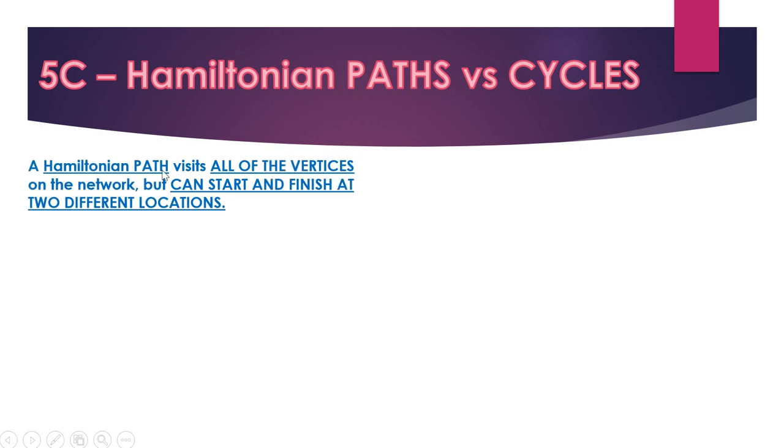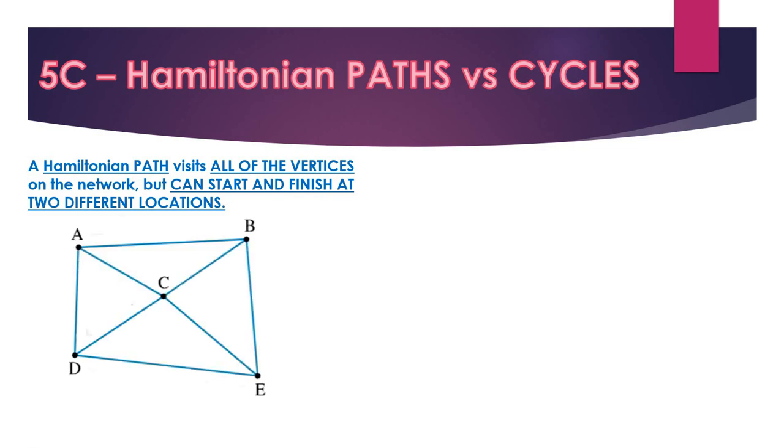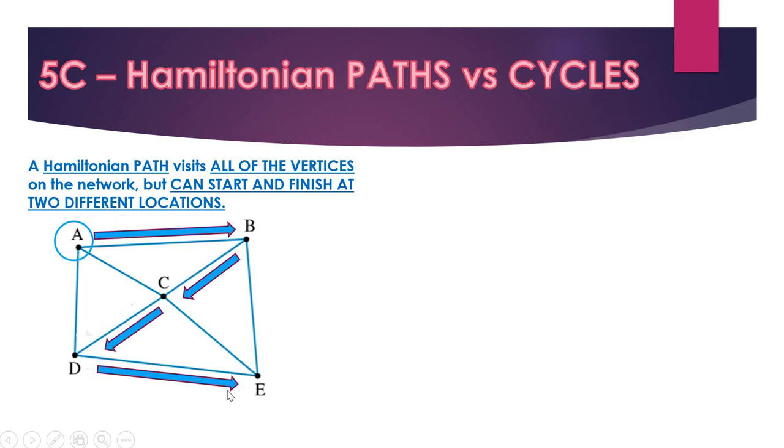Now, Hamiltonian Paths and Cycles. So the path visits all of the vertices, so all of the dots on the network, but it can start and finish at 2 different locations. So we're looking at starting and finishing at 2 different locations when we do a Hamiltonian path, but we have to go to all of the vertice dots on the network. Okay, so in this one here, we can start at A and we go to B, visit dot B, then go to C there, vertice C, go down to vertice D in the corner, and then go across to vertice E, and then we're finished because we've been to everything. We've been to A, B, C, D, and E. So that's a path. We started at A and we ended at E, 2 different locations, okay?